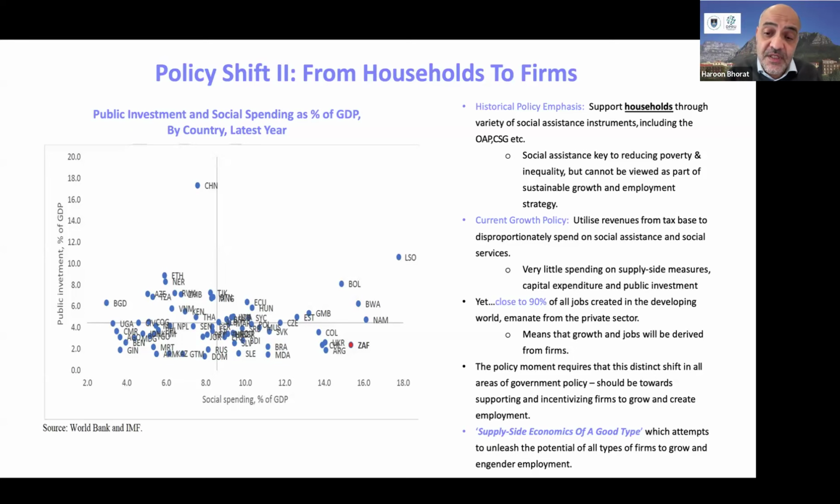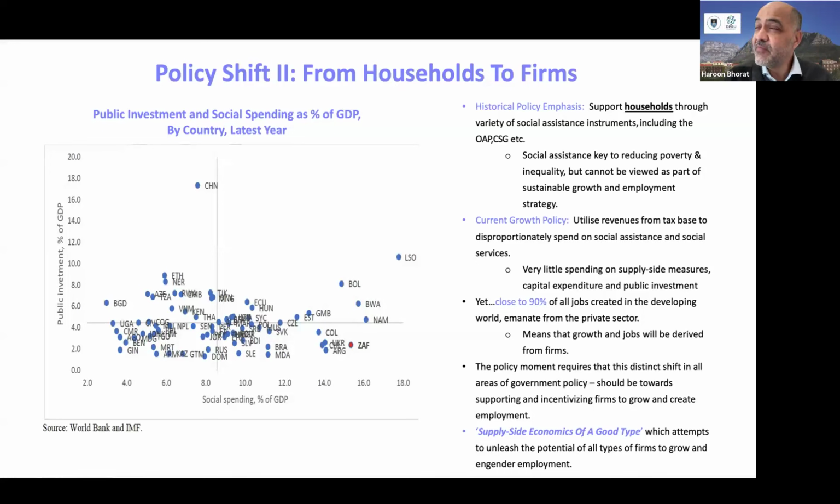Yet close to 90% of all jobs in the world economy come from the private sector. Growth and jobs will come through the private sector. And so the policy moment, particularly now, requires a shift away from households towards firms. Yes, you do need to keep social assistance in its current form. Yes, you do need to think about households as the entry point and so on. But there's been so little emphasis on capital expenditure that the shift needs to occur in some way. So we need to find a way to move at least in that direction, right? And that is what I've coined supply side economics of a good type.